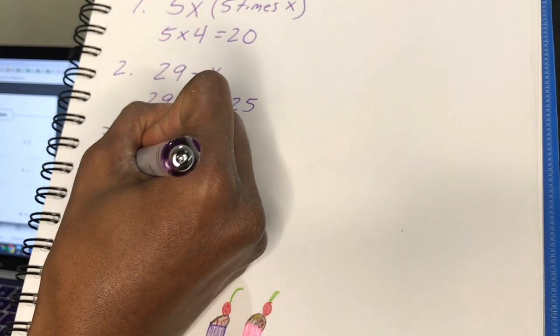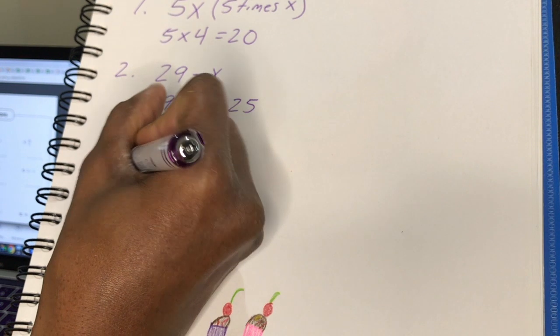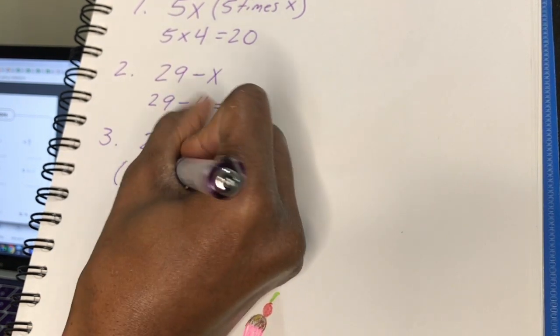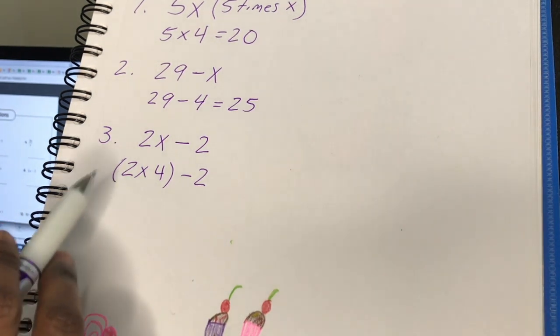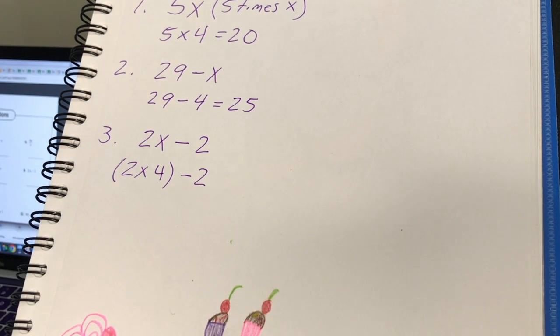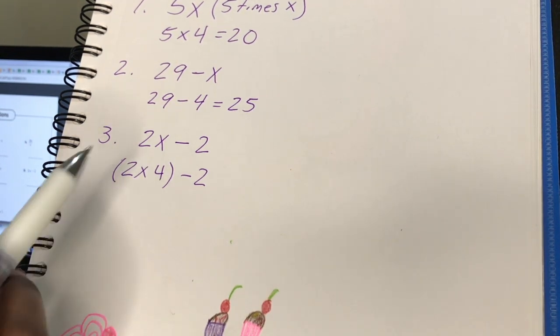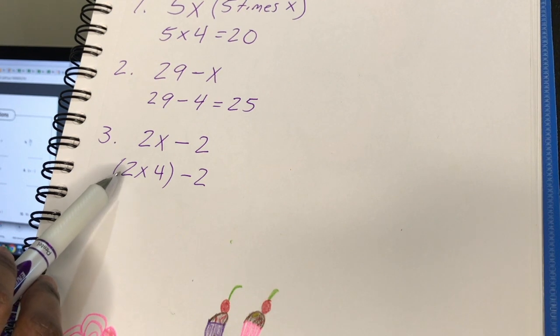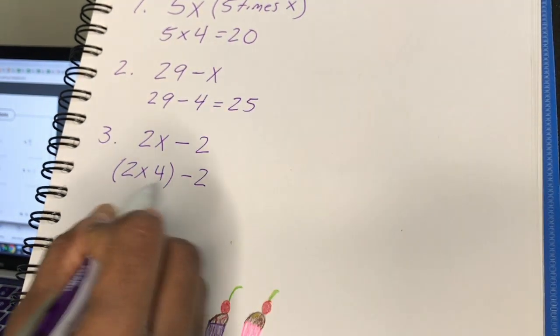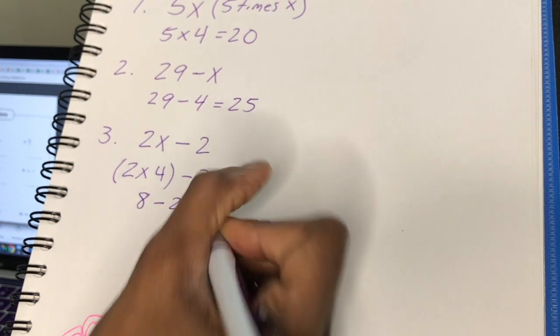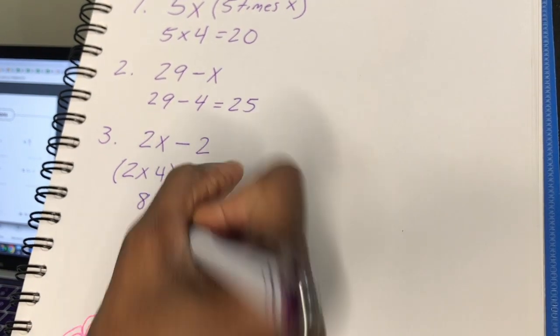So this will be 2 times 4 minus 2. So now we're back at order of operations. We have to know what to do first. So you have parentheses and you have multiplication. So we're going to start with the parentheses first. In the parentheses is 2 times 4. 2 times 4 is 8. Bring down your minus 2. 8 minus 2 equals 4.